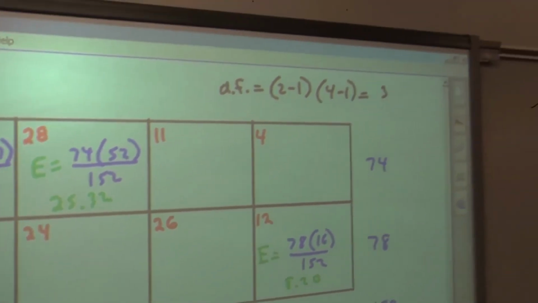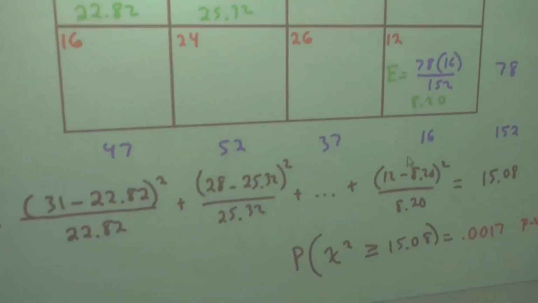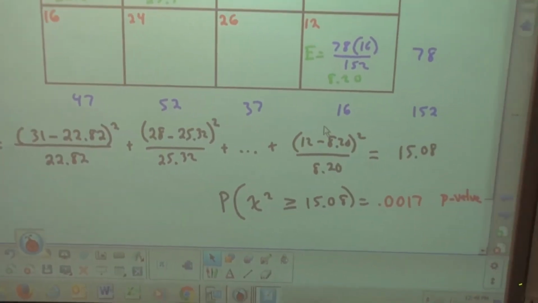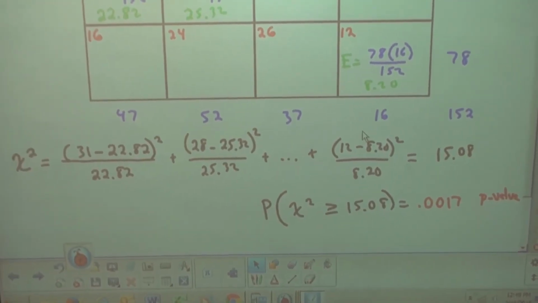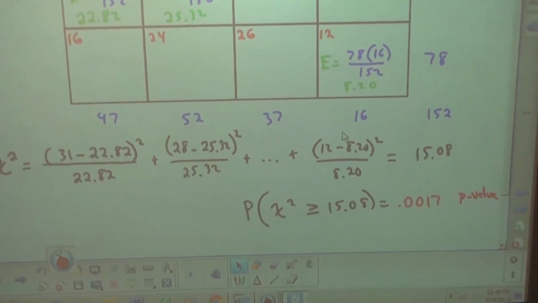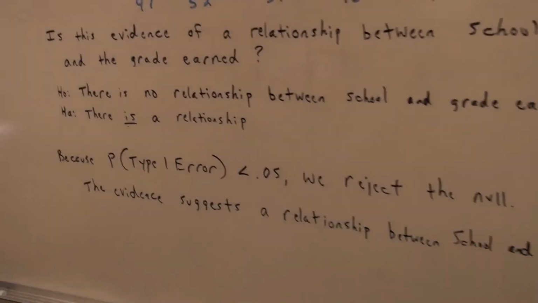We write down degrees of freedom equals 3, and then show the work for the chi-squared test statistic. We can just show like 3 of the components and also write down the p-value, which is really small, and then we reach our conclusion.